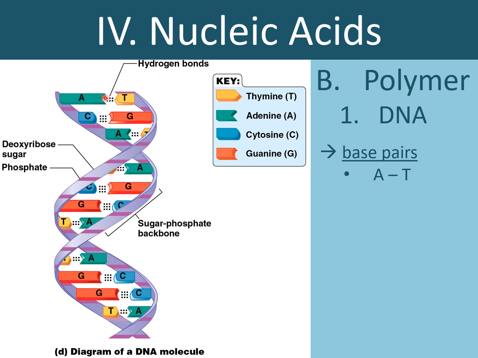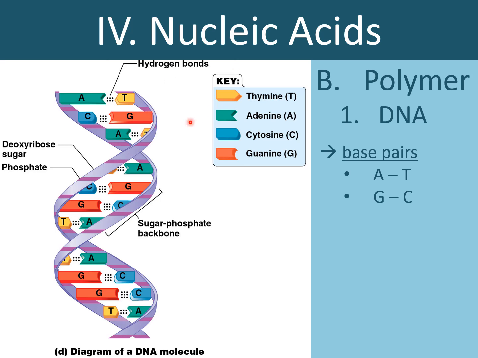The base adenine, abbreviated simply as A, will only pair with thymine, abbreviated as T. The reverse is true. Thymine or T will only pair with adenine or A's. Also, guanine or G will only pair with cytosine or C. And again, the reverse is true. C's will only pair with G's.